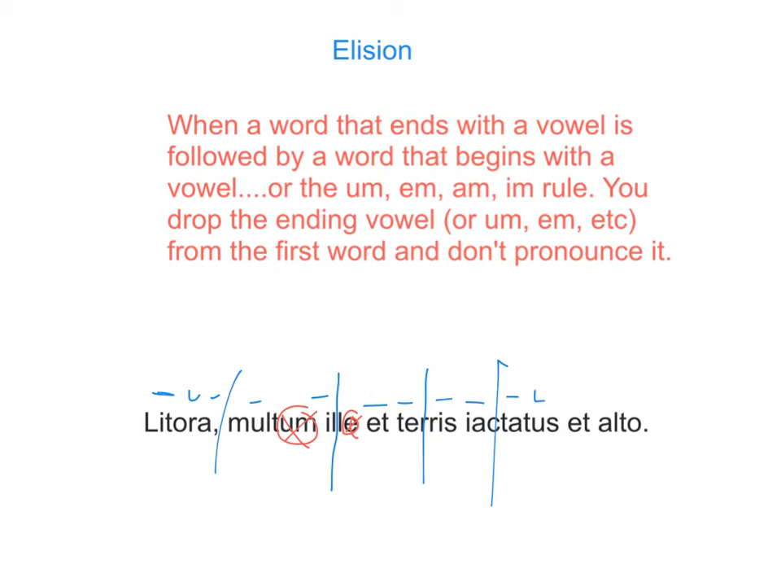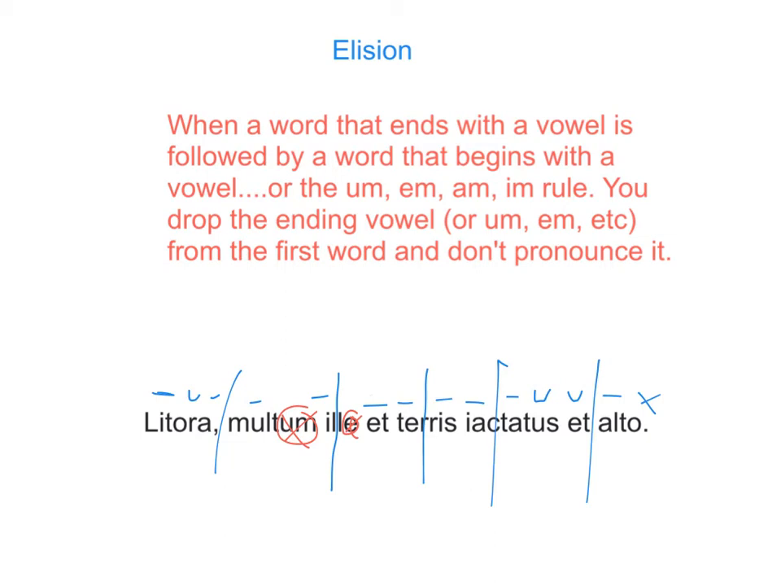We see the US with the ET, and then we go alto. All right. So iactatus et alto. So here we have litora multum ille et terris iactatus et alto. And you see I didn't actually pronounce the UM or the E that we elided. That's how Virgil would have pronounced it if he were performing this. So it's kind of neat.